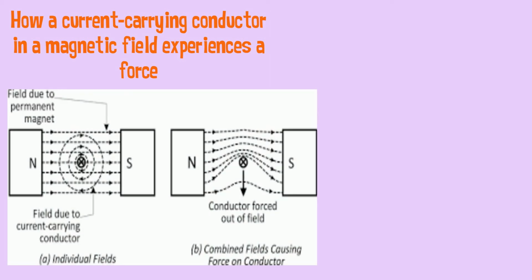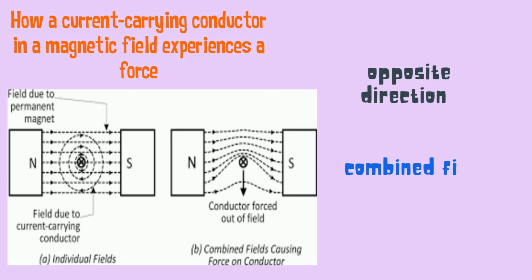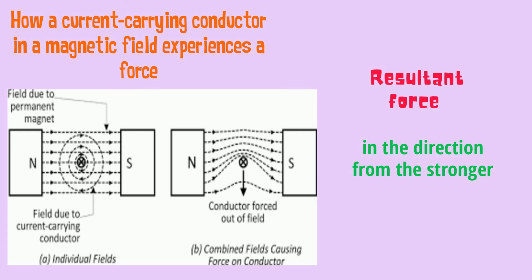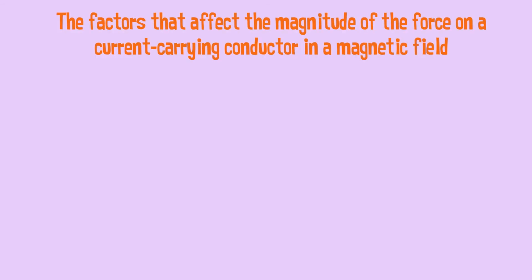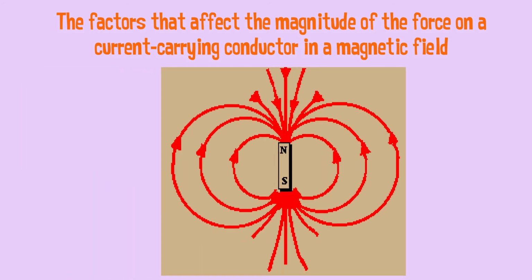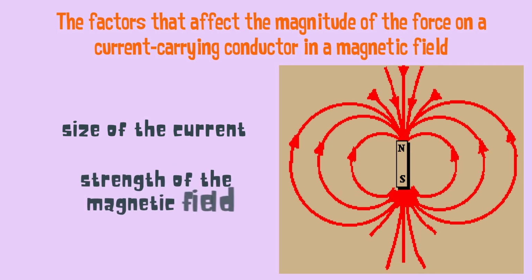At the upper region, the two fields are in the same direction, and they produce a stronger combined field. At the lower region, the two fields act in opposite directions, and the combined field is weaker. The wire carrying a current thus experiences a resultant force in the direction from the stronger to the weaker field. This means in a downward direction. Therefore, the magnitude of the force on a current-carrying conductor in a magnetic field depends on the size of the current in the conductor and the strength of the magnetic field.